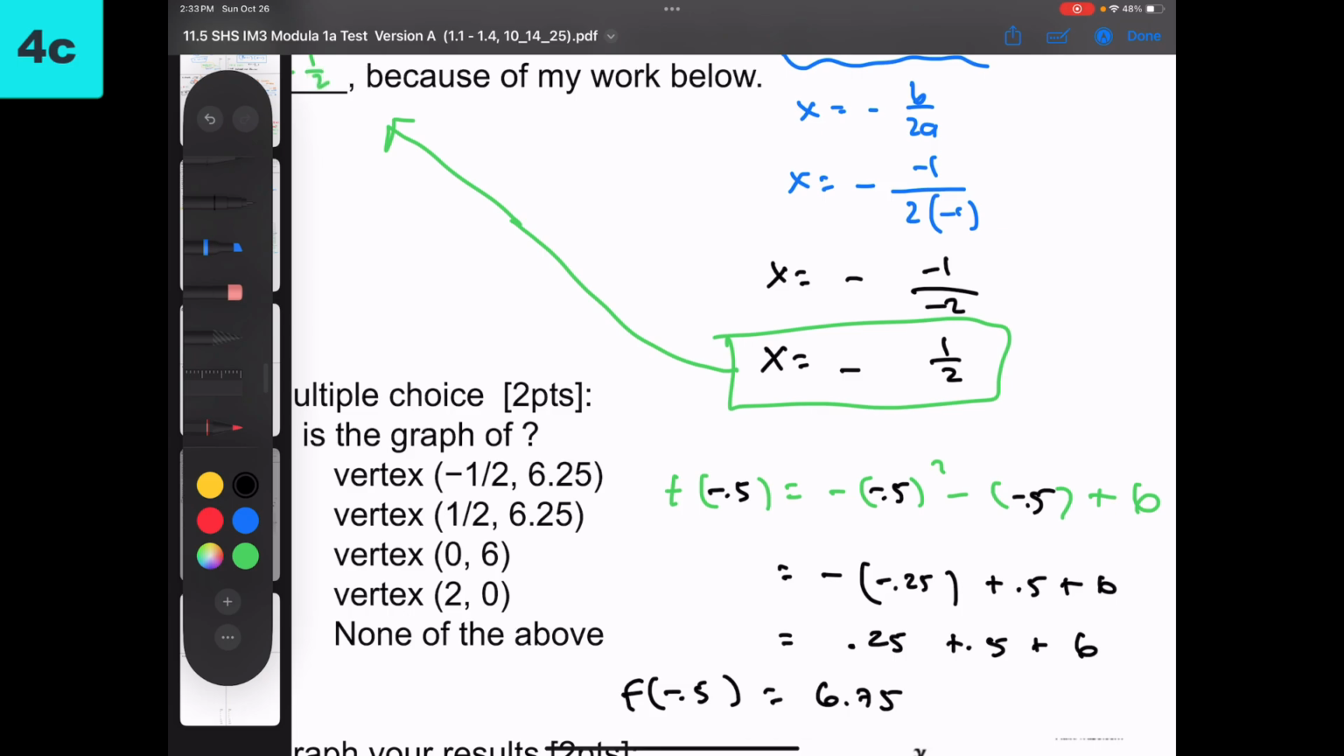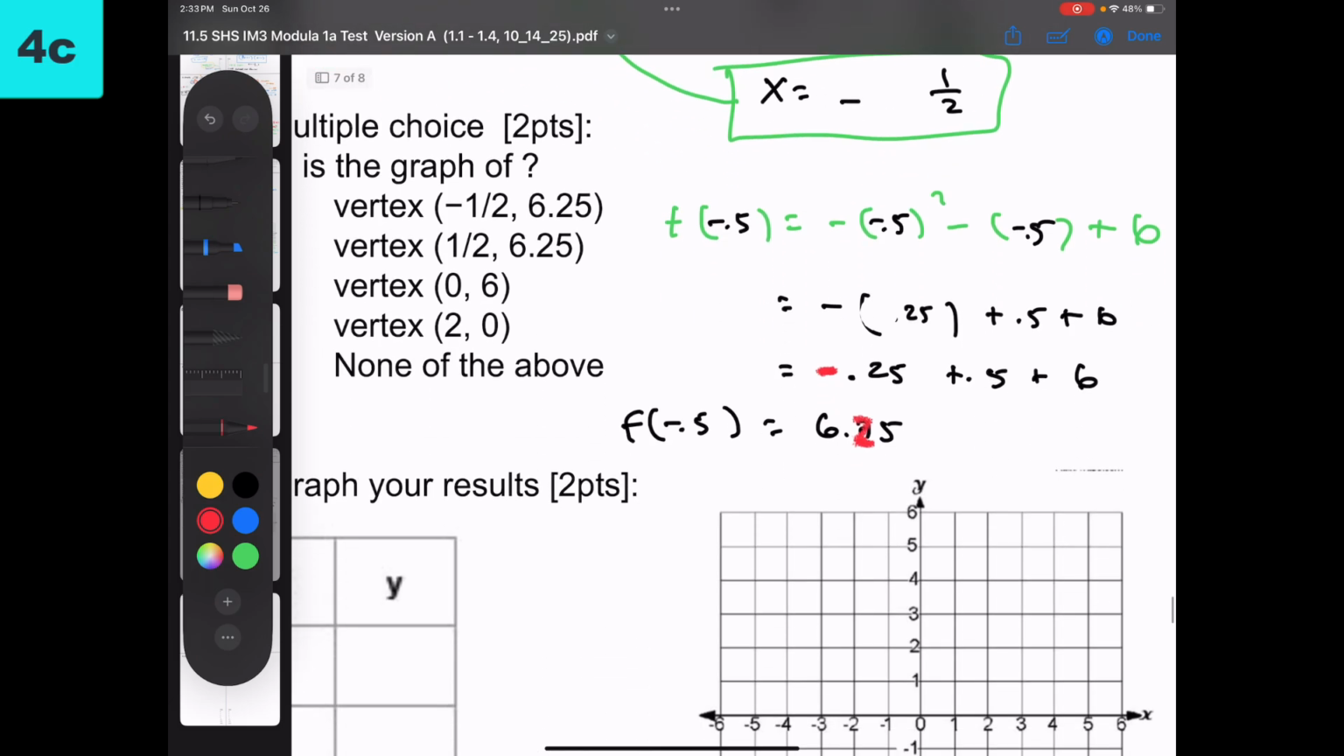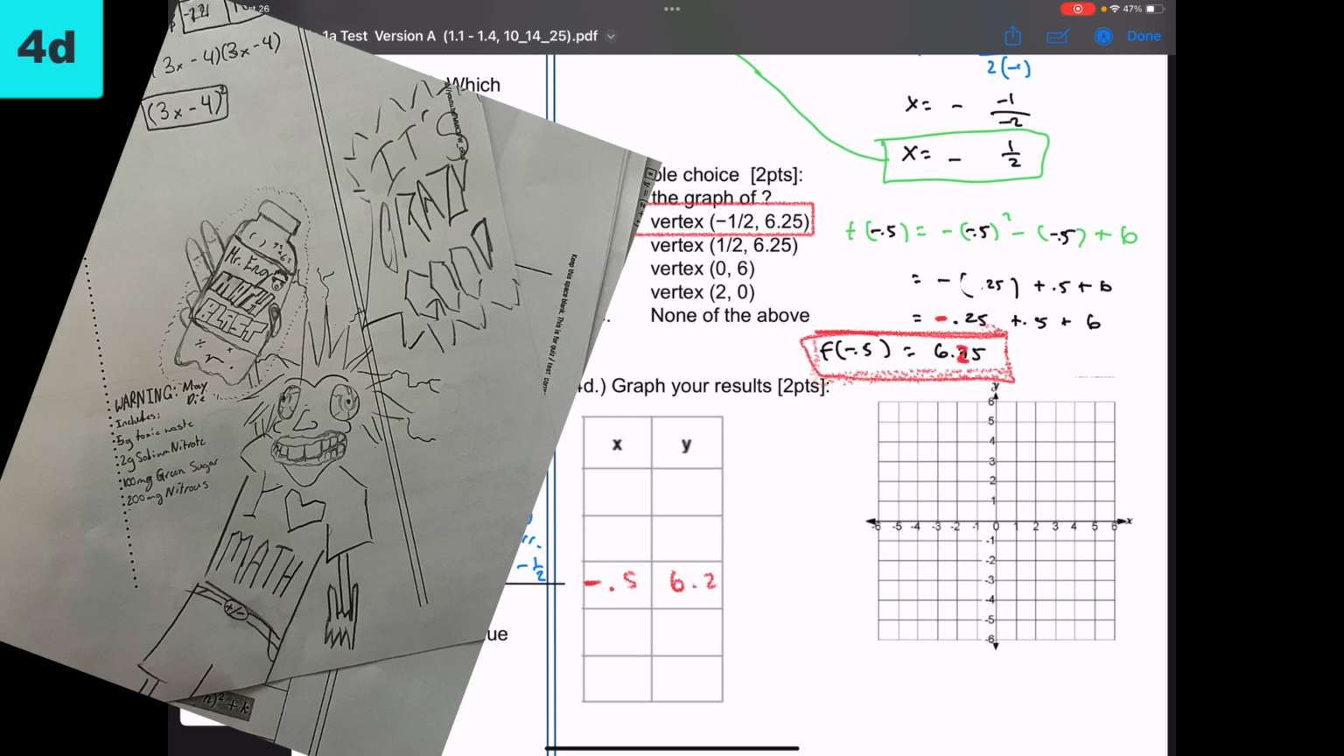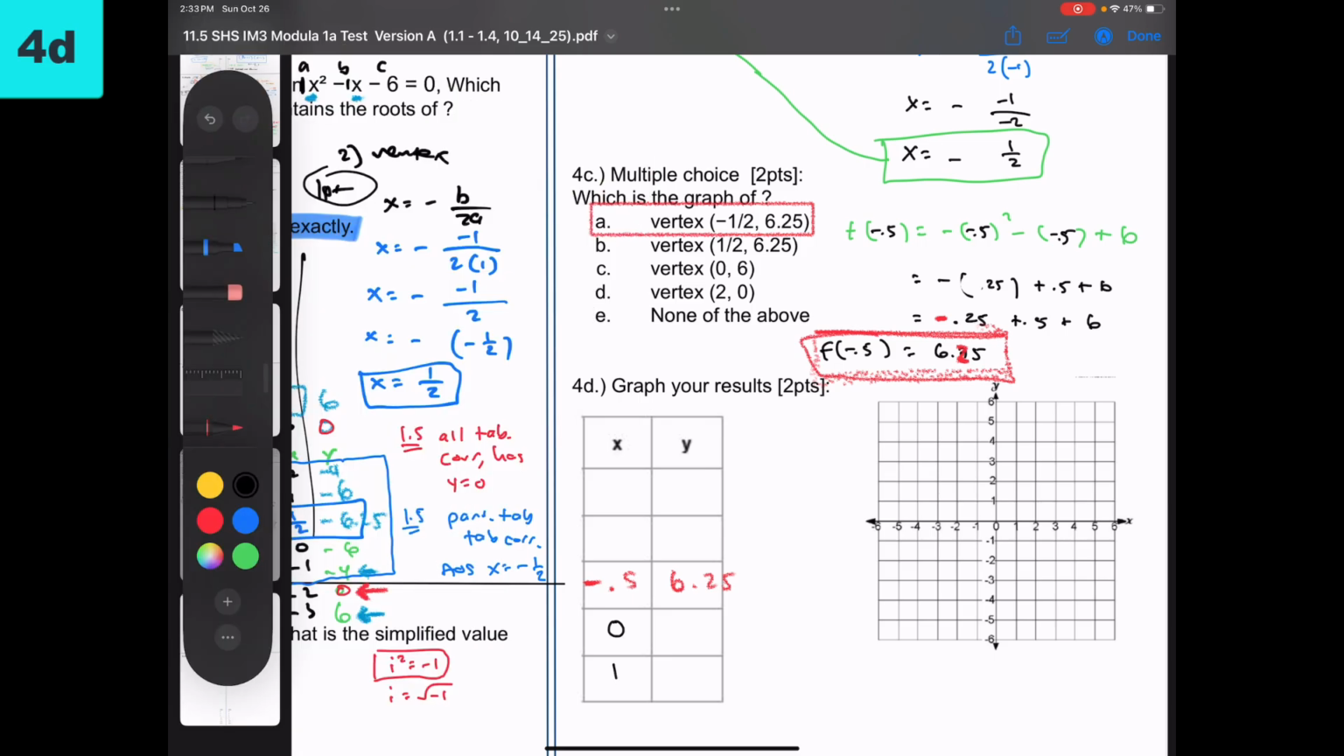Oh, duh. See my mistake. Negative times negative is a positive. And so that should be a -0.25, and then this would be 6.25. Okay, so that's my vertex. So that should be A. So then I have 0, 1. And if you want to, you could expand it.